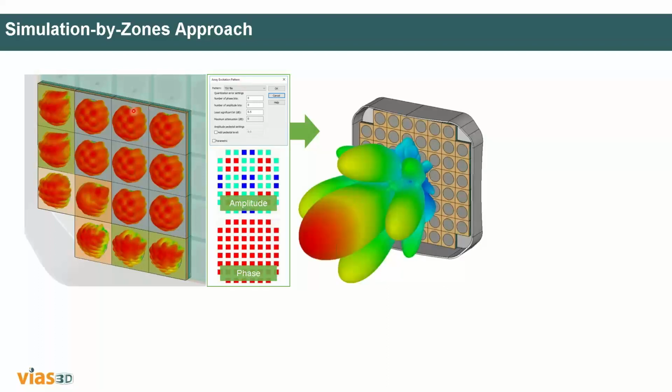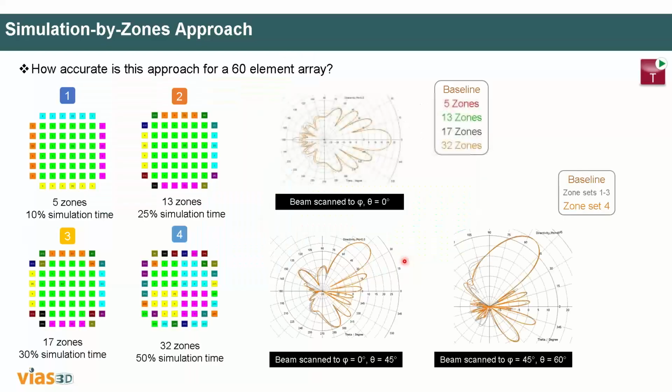Okay, so that is what you are seeing. Even in the simulation by zones approach, you change some of the elements into groups like this. You have these different groups. If you change into different groups, you will also get the radiation pattern. Like you can see, which is a perfect grouping method.